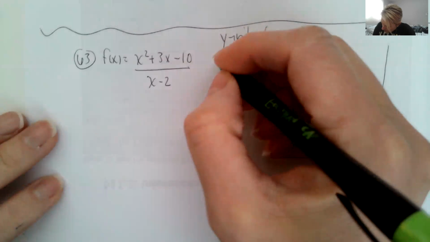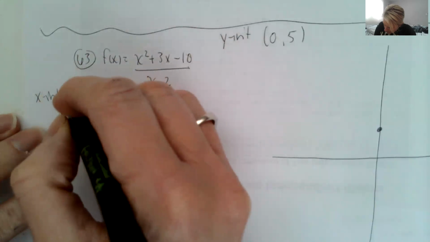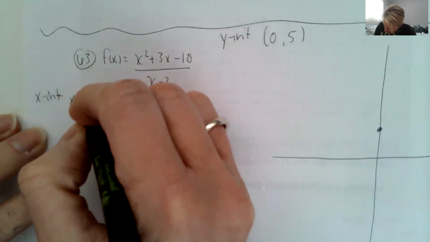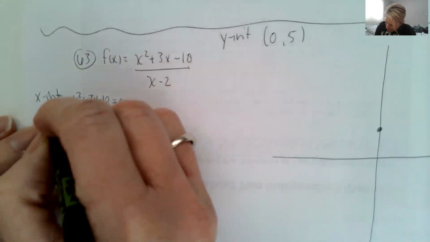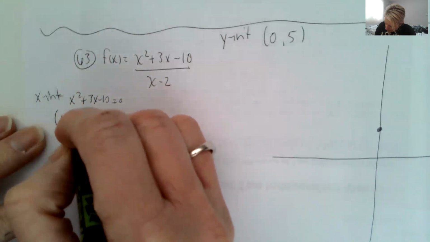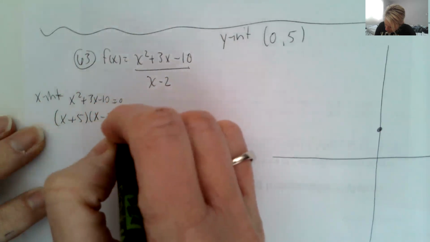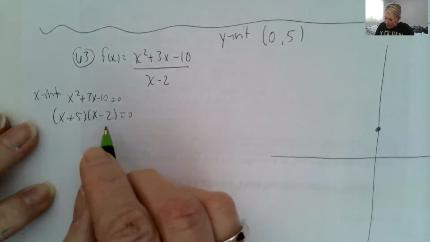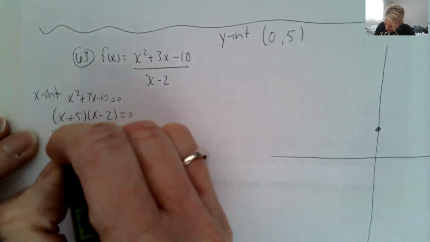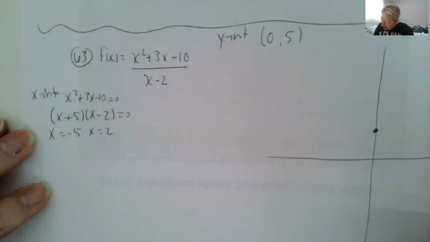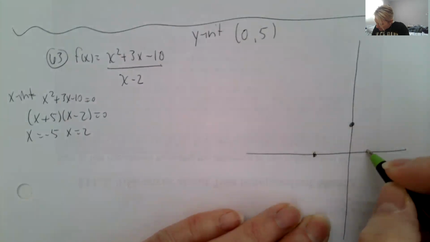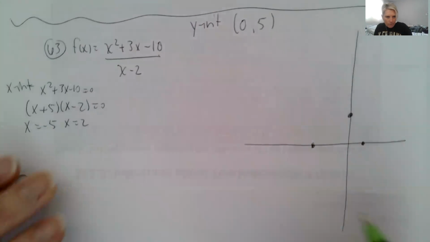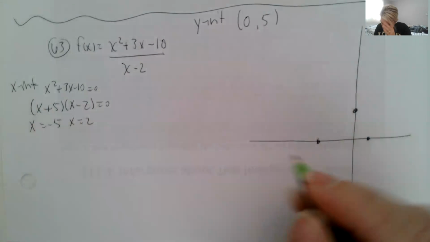And then our x-intercept is going to be where our numerator is equal to 0. x squared plus 3x minus 10 equal to 0. Does that factor, x plus 5 and x minus 2? Yay, it does. So we have x-intercepts at x equal negative 5 and x equal 2. So let's just write that: x equal to negative 5, x equal to 2. And they're both multiplicity 1, so they're going to cut through.